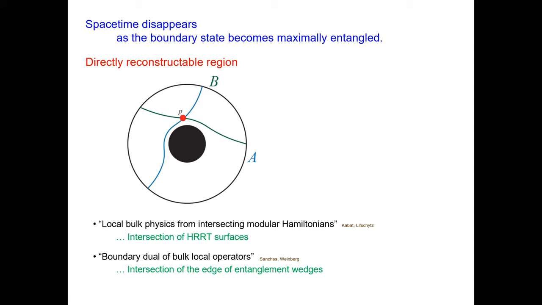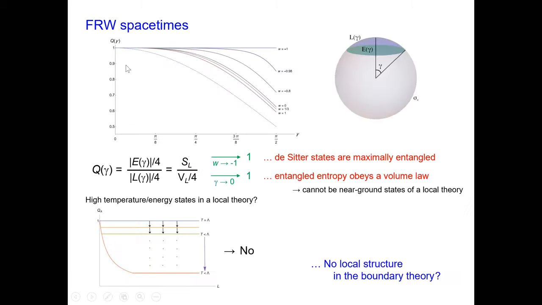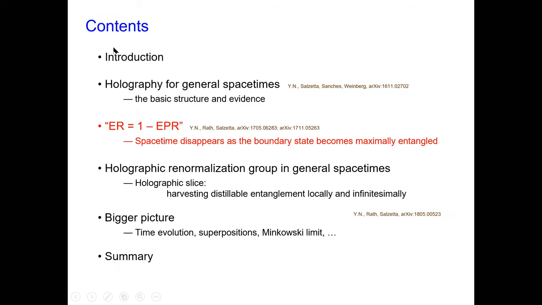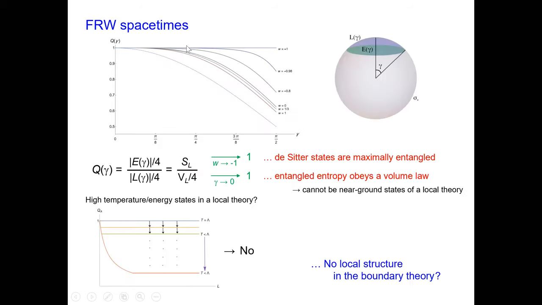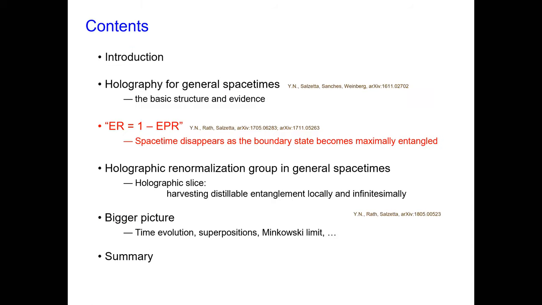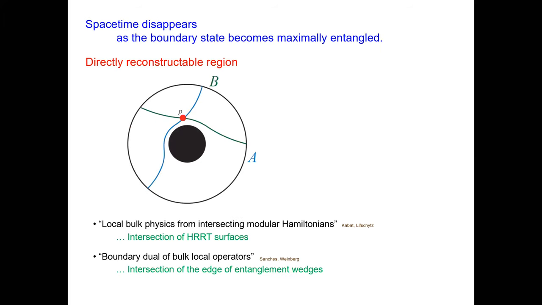That region disappears as the boundary state becomes maximally entropic. So in that limit, you lose the ability to describe space-time using standard techniques.